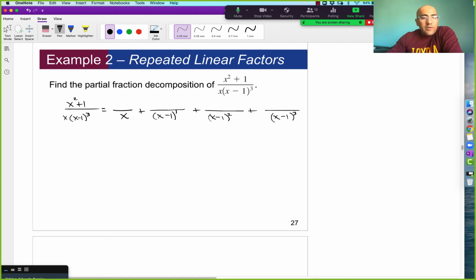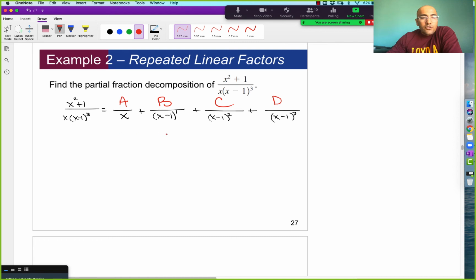Good? So because there's a 3 here, we have to have 3 different fractions: the power of 1, the power of 2, the power of 3. If this had been a 4, you guessed it, then we'd have another one over here, 1 over x minus 1 to the power of 4. And each one of these is going to have some constant, A, B, C, D, that needs to be solved.